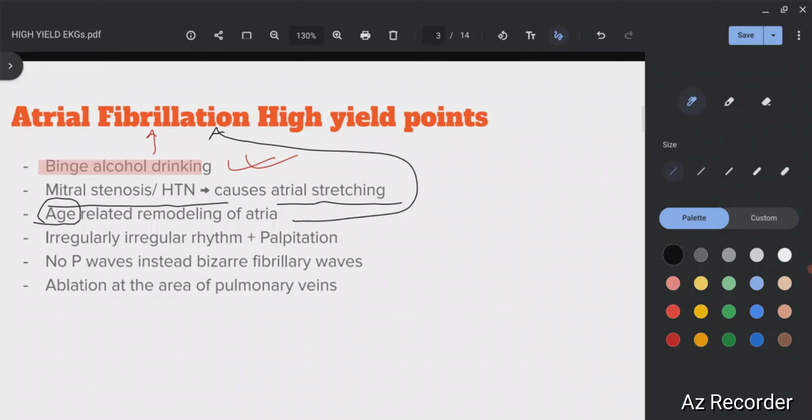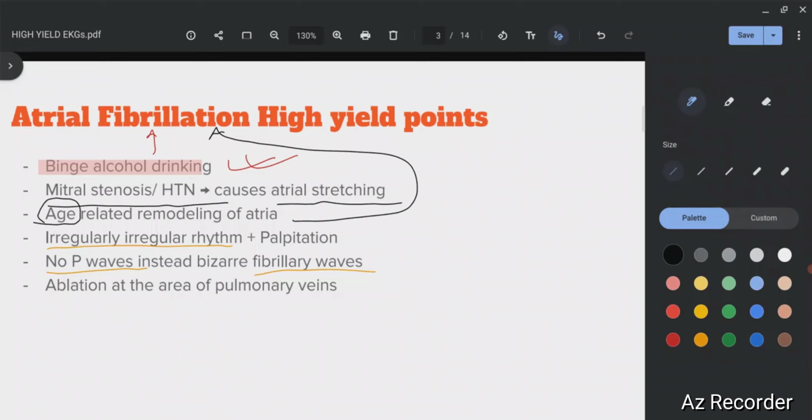Then again, we know that ECG findings will be irregular rhythm. There will be no P waves present. Instead, there will be bizarre fibrillary waves present between two QRS complexes. Then they need you to know some pathophysiology as well.